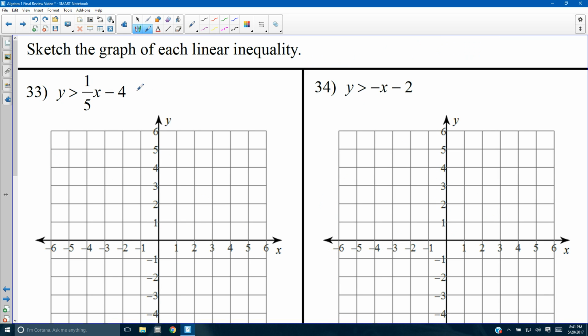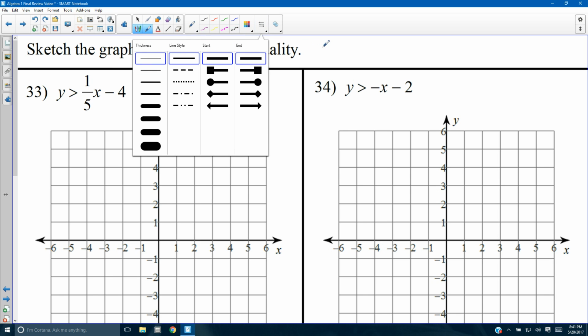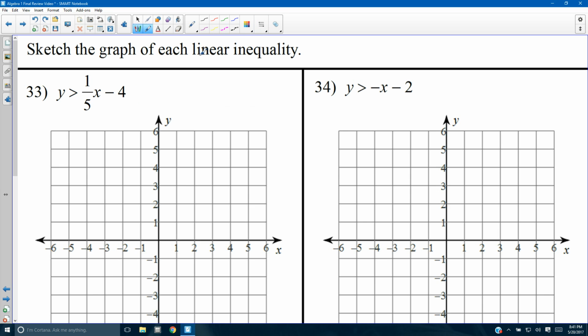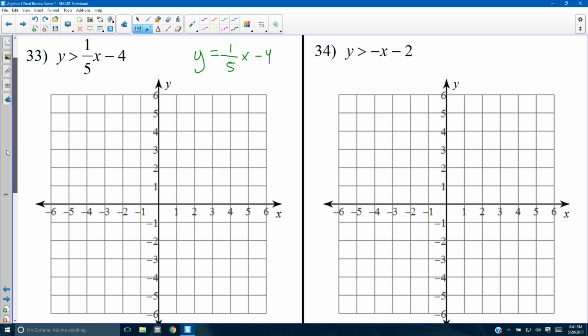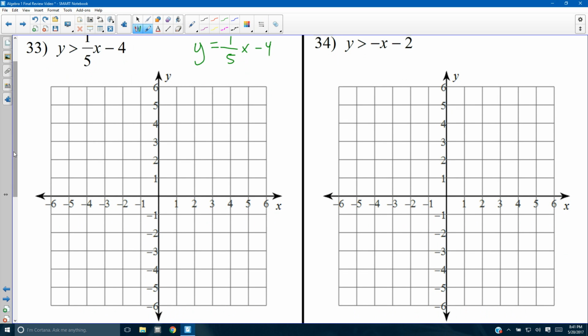Sketch the graph of each linear inequality. Okay, so now we're getting into the greater thans or less thans of the world. To start with, what we're going to do is draw what's called a boundary line. The boundary line distinguishes between what our solution set will be and what our solution set will not be. And it comes in the form y equals 1/5 x minus 4. It's the same thing, but now equal to, in the sense that that's what the line is. Those xy values that are on the threshold itself.